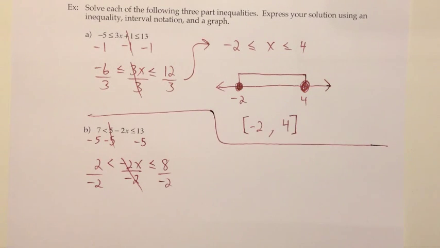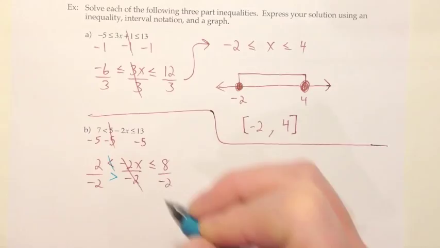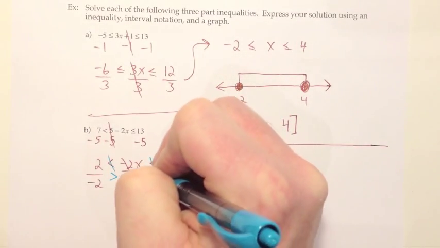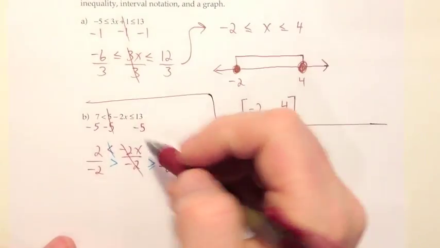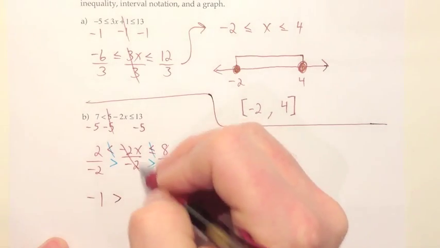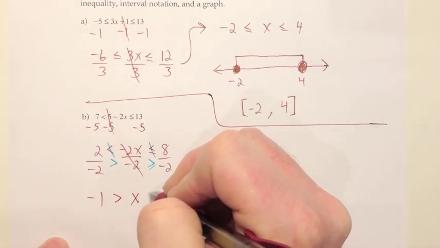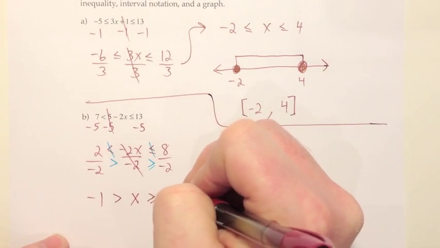But we still have to remember that when you're working with an inequality, whether it's the simpler type or this compound three-part type, if you divide by a negative, you have to reverse the direction of your inequality. So this less than switches to be a greater than. That less than or equal switches to be a greater than or equal. And so when I look at where that puts me, 2 over negative 2 is negative 1. This is now a greater than. The x is now by itself. This is now a greater than or equal, and 8 over negative 2 is negative 4.